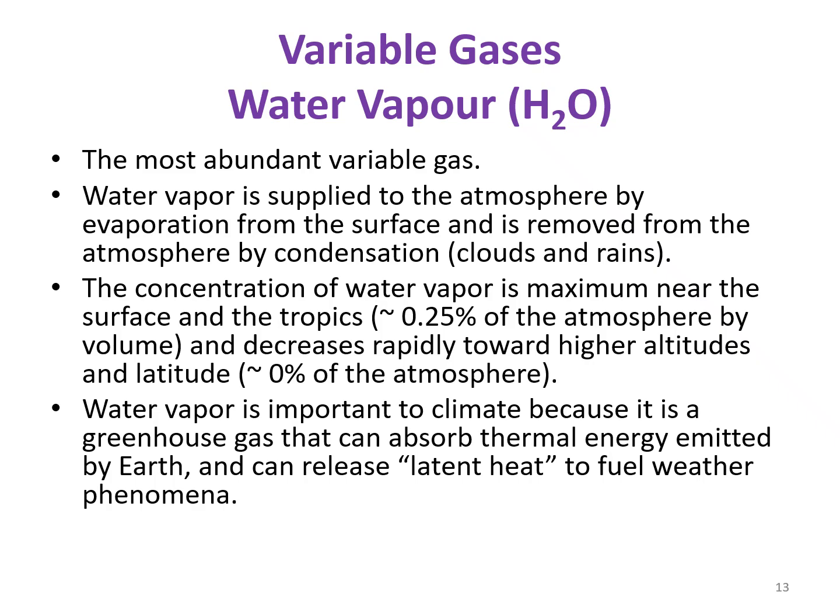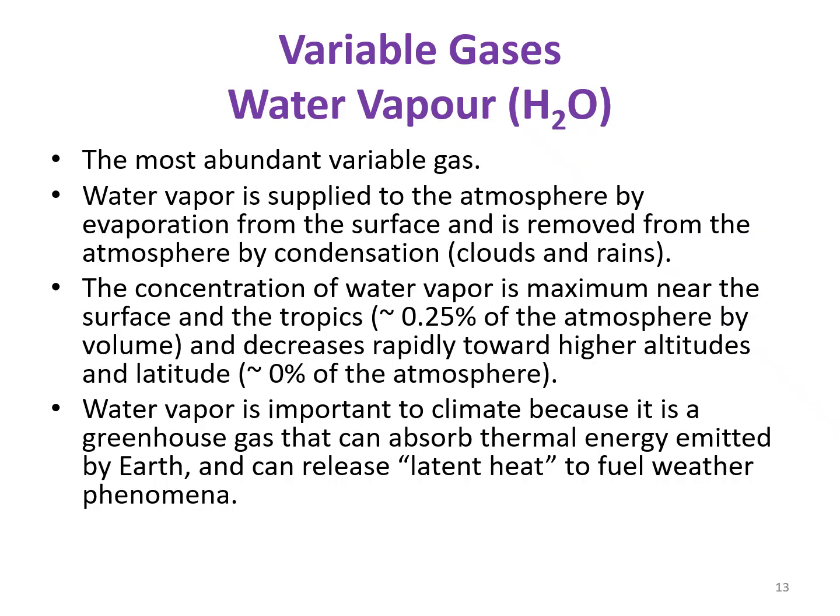Variable gases. Water vapor is the most abundant variable gas. Water vapor is supplied to the atmosphere by evaporation from the surface, and it is removed from the atmosphere by condensation in the form of clouds and rains. The concentration of water vapor is maximum near the surface and in the tropics, and it decreases rapidly towards higher altitudes and latitudes. Water vapor is very important to climate because it is a greenhouse gas that can absorb thermal energy emitted by the earth, and it can release latent heat to fuel weather phenomena.